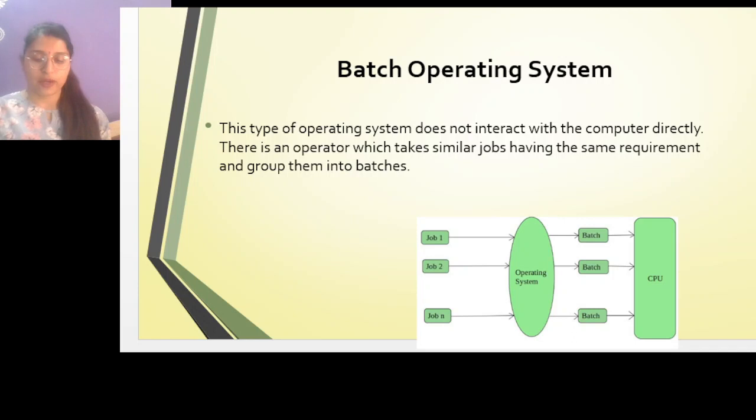Examples of batch based operating system are the payroll system or the bank statement system. You might have heard that NEFT transaction is carried out in the span of 15 minutes or in the span of 30 minutes. How does it happen? The jobs of similar need are taken together and then given for execution.